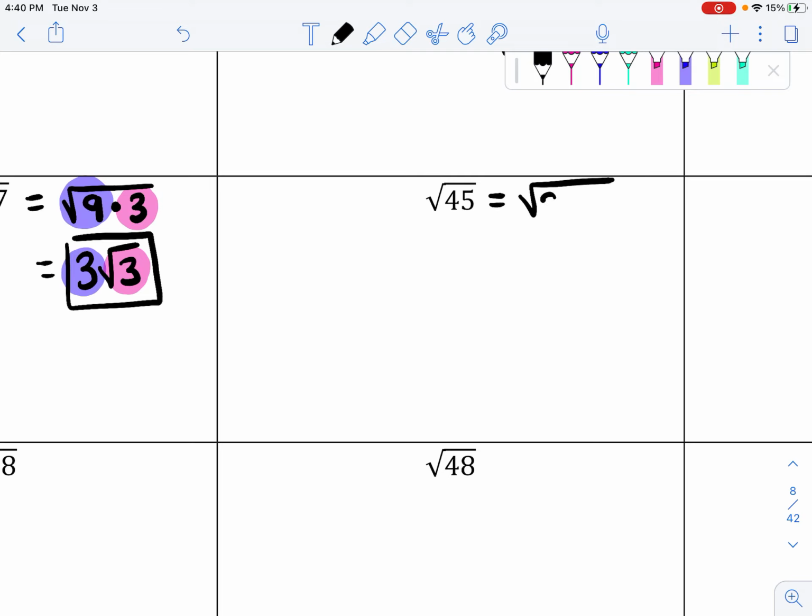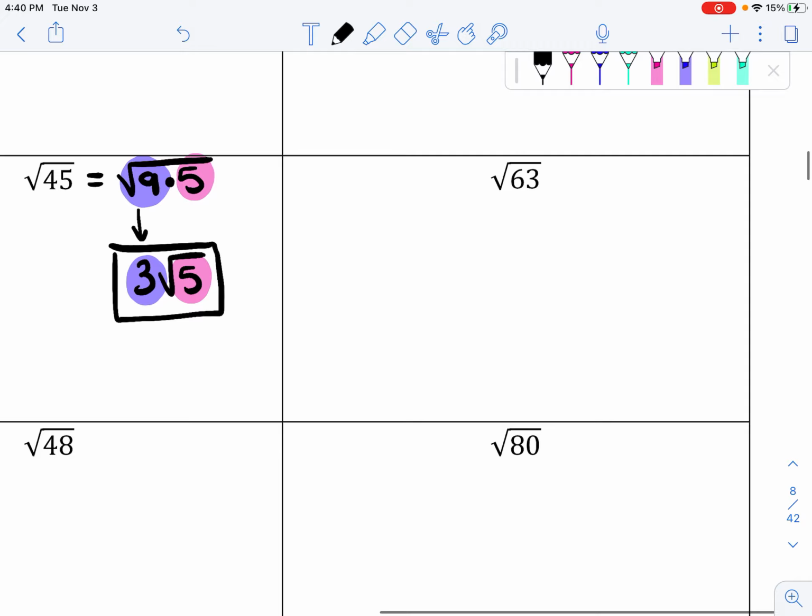45. Well, that's the square root of 9 times 5. Square root of 9 is 3, again, and 5 is trapped. So I get 3 from the square root of 9, and then 5 is trapped underneath the square root. So I get 3 square root of 5.